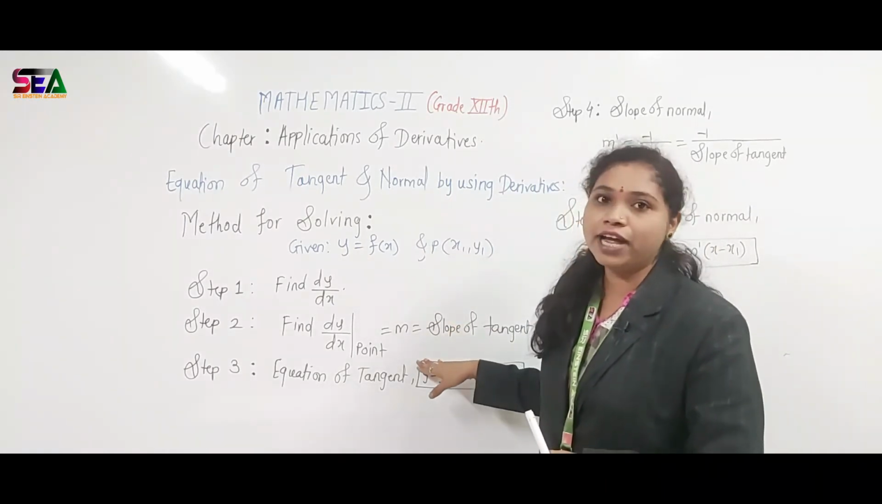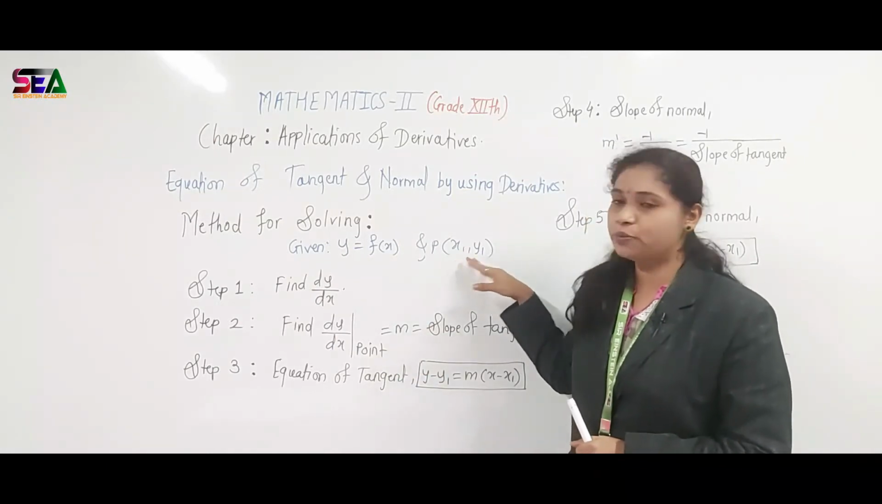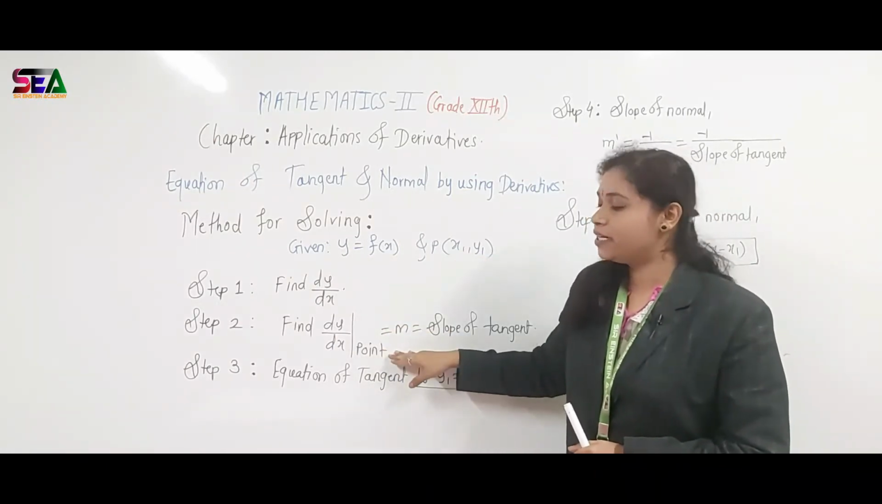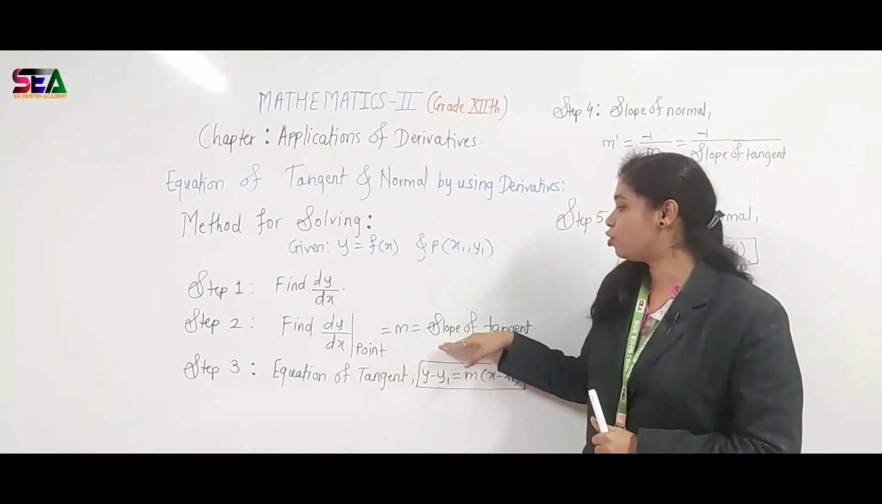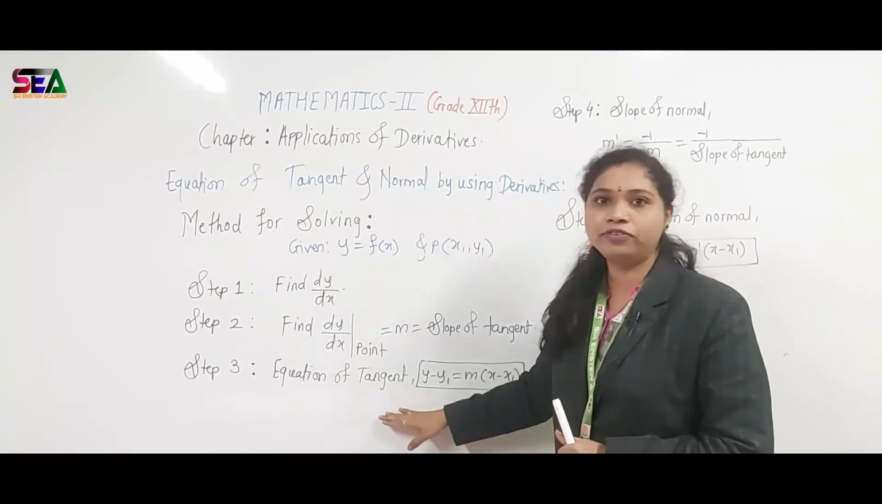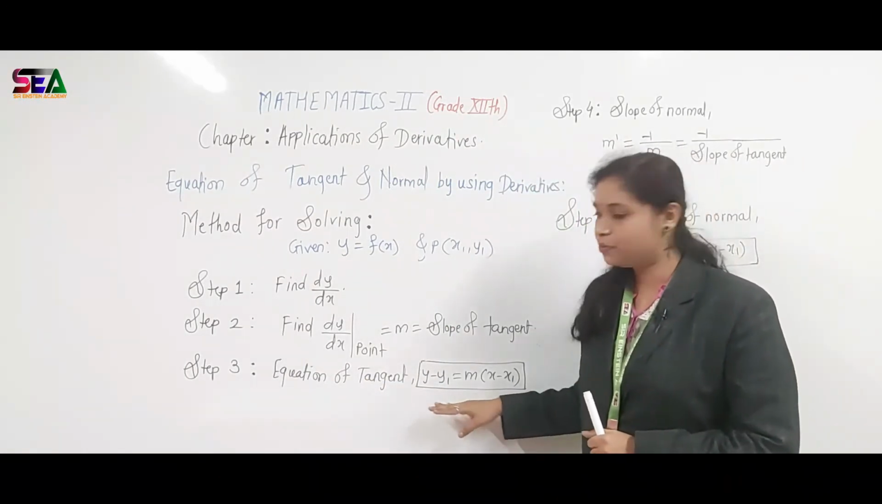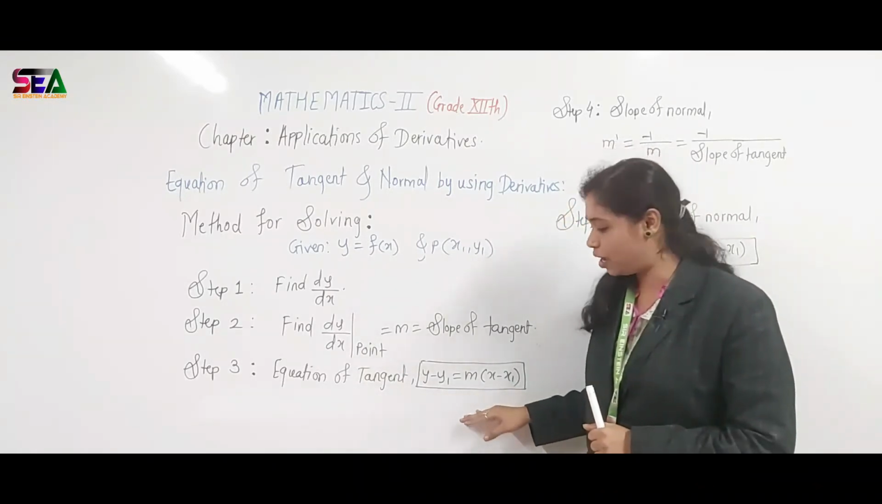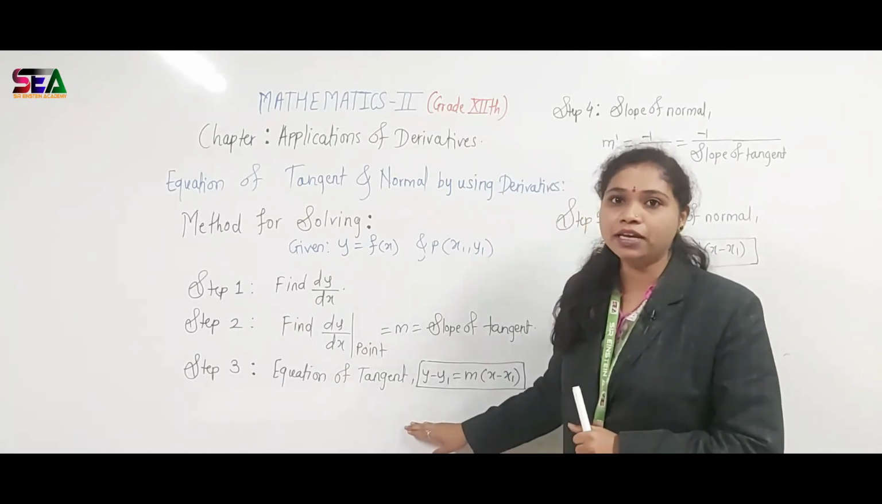In step 2, we take the value of dy by dx at the point which is given as (x1, y1). So, dy by dx at the point is referred to as the value m, and it is the slope of the tangent. Then in step 3, the equation of the tangent will be calculated by using the slope point form, that is y minus y1 is equal to m into (x minus x1). Like this, the equation of the tangent will be calculated.